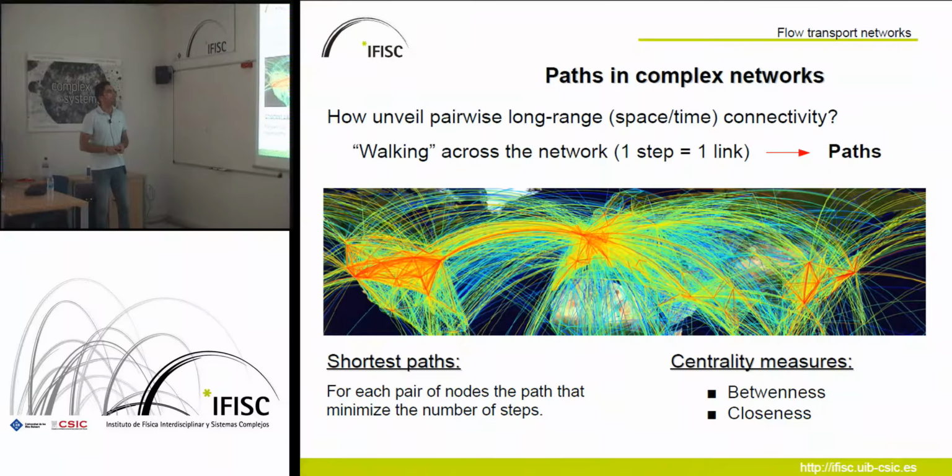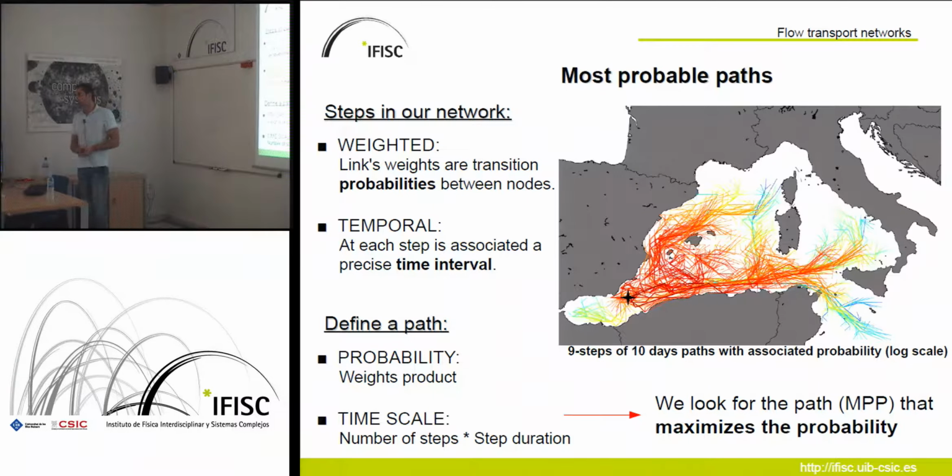And the idea is to walk across the network, making steps, and each step corresponds to a link. And usually the analysis is done looking for the shortest path. So given a pair of nodes, we look for the path that minimizes the number of steps to connect the origin and the destination node. And from this, we can define many centrality measures in networks, like betweenness centrality, closeness centrality, and so on.